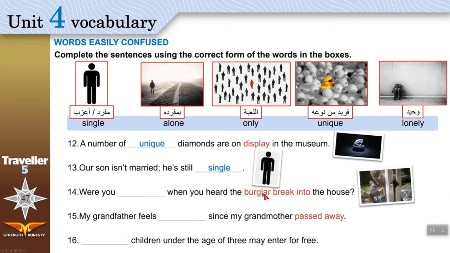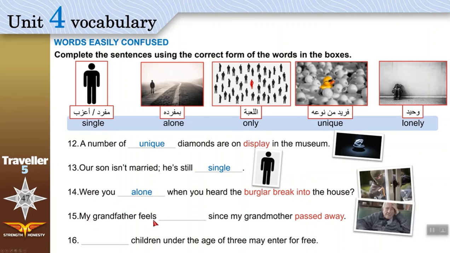Were you alone when you heard the burglar break into the house? This man is a burglar. He is a thief. He enters houses when nobody is there to steal. Break into means to get in by breaking a door or window. Were you alone when you heard?